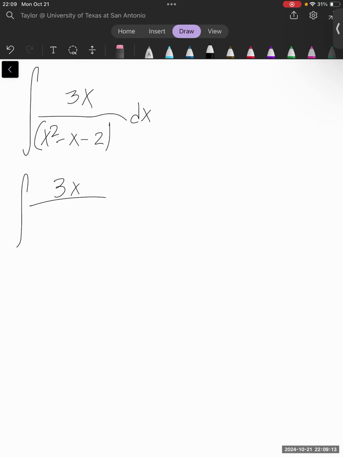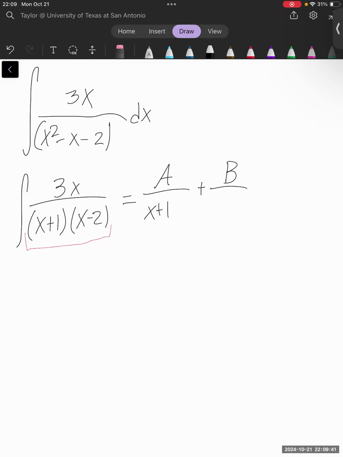3x over x plus 1, x minus 2. And from y'all's lessons, y'all know that when you decompose a function with the denominator looking like this, we get the form a over x plus 1 plus b over x minus 2. And what we can do is cross multiply and set up a system of equations.